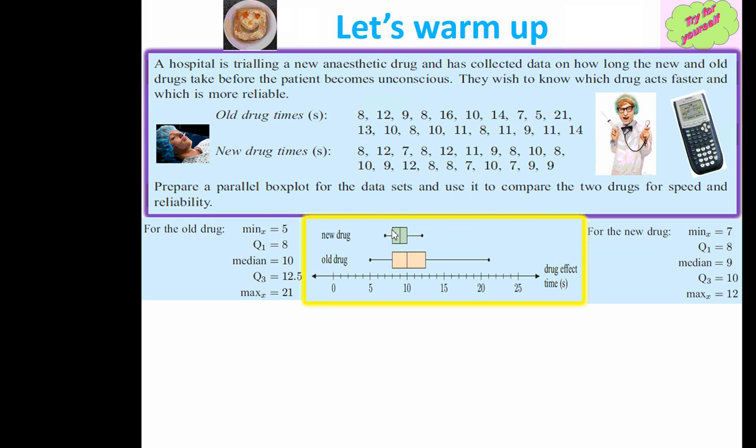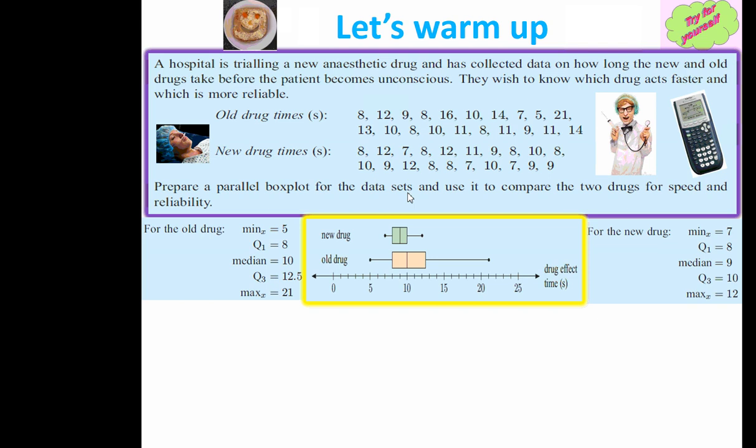So you can look at a number of different things. Which drug is more reliable, you can judge by how narrowly spread the data is around the median. More reliable means the values are closer together. So you would probably say the new drug is more reliable because, one, its range is smaller. The range is the max minus the min. On top of that, the interquartile range is smaller.